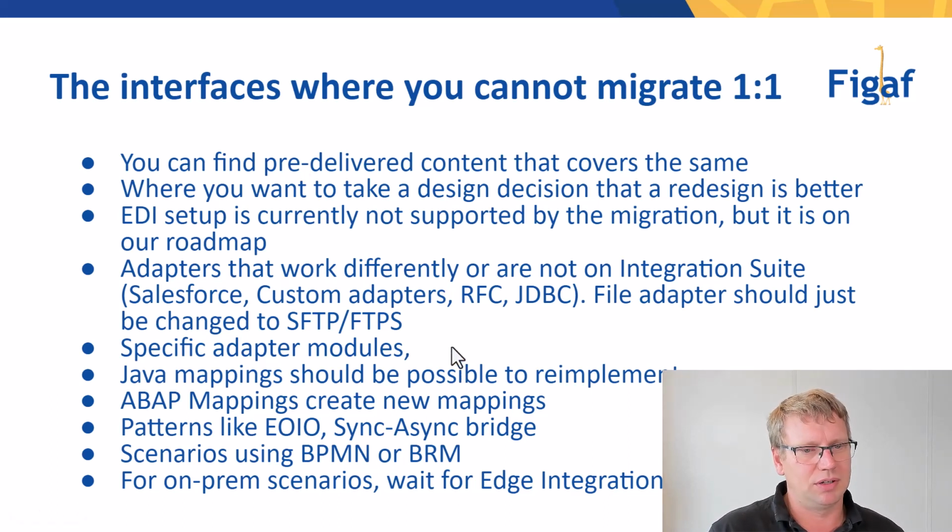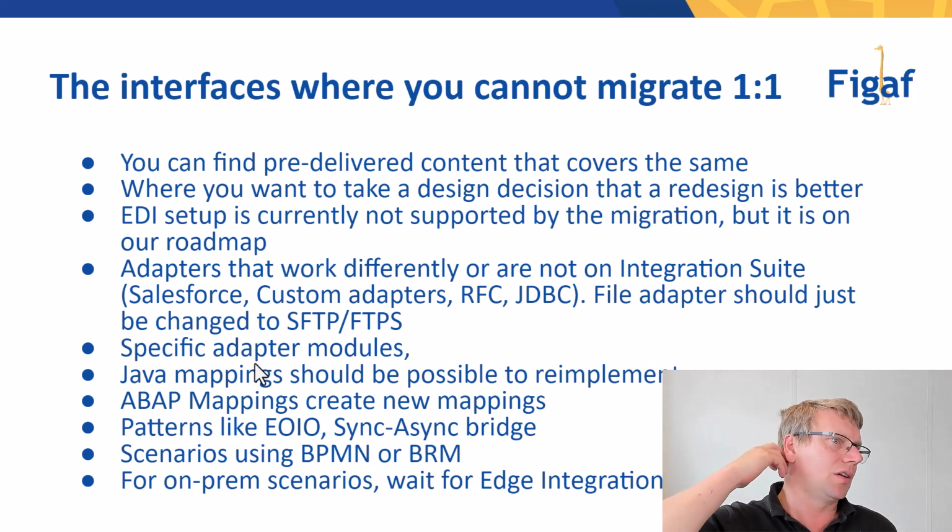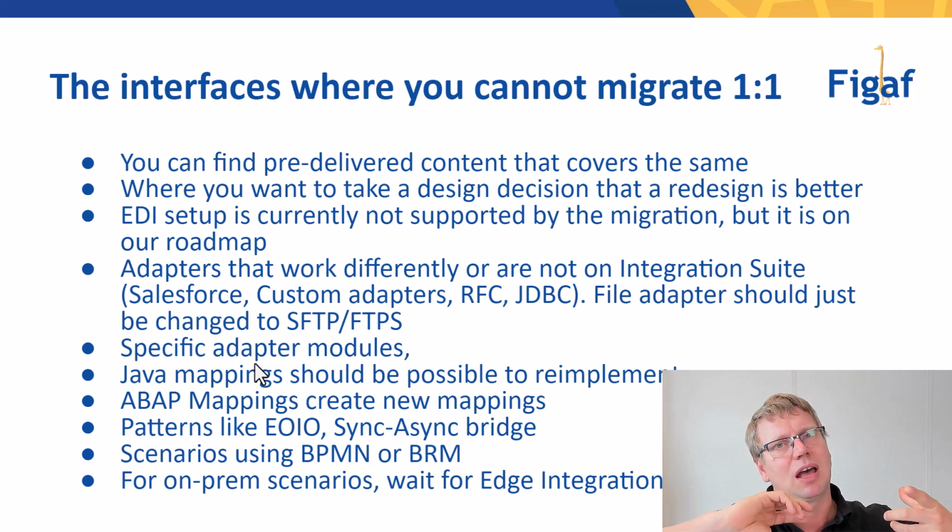So we talked about the adapter modules. You need to go into those. Java mappings, I think it should be fairly simple to migrate these. There's obviously a difference in how many dynamic attributes you'd be using in these. Some of them would require a lot of rework.